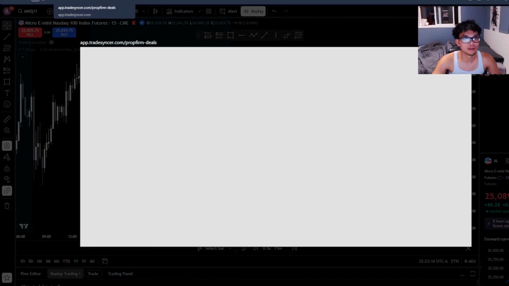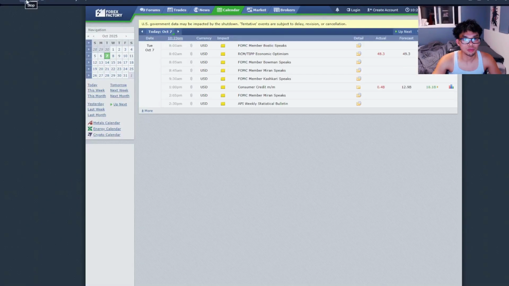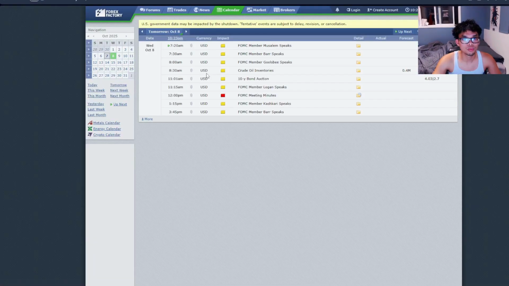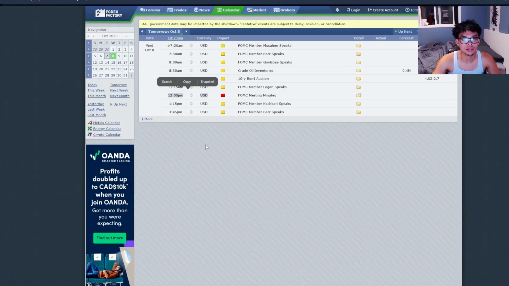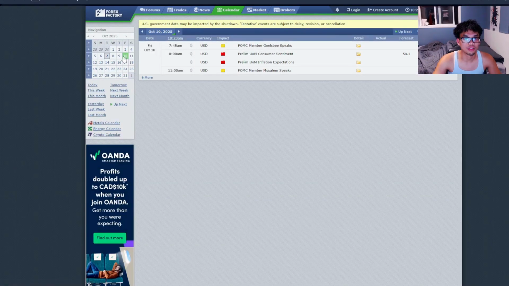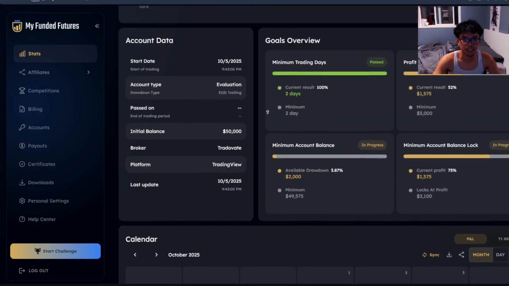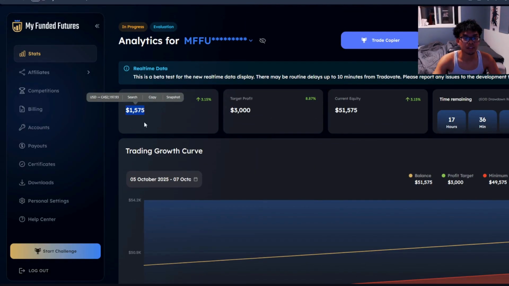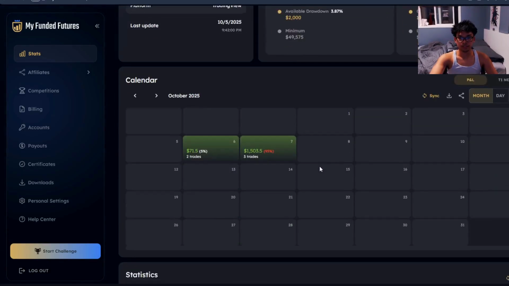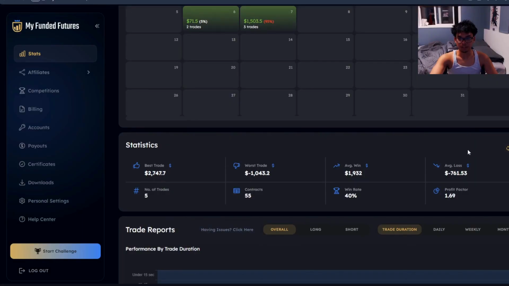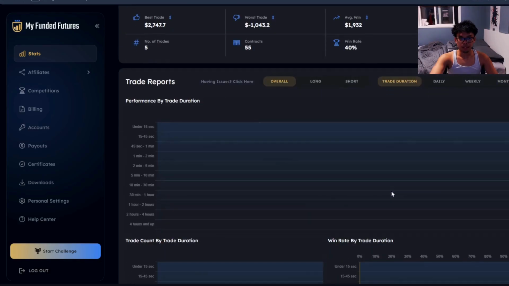But yeah, let's see what we have. 7th. Tomorrow we have some news, but it is late. To be honest, we're gonna trade. Even if price is choppy, at this point I just wanna pass and get to a real funded again. So the account is at 1,575. We are halfway there. We're at like a 40% win rate. And yeah.